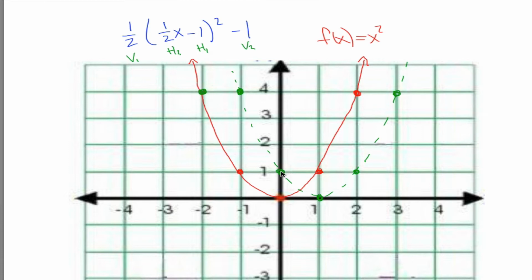This point used to be at 0. 0 times 2 is 0. This point used to be at 1. 1 times 2 is 2. This point used to be at 2. 2 times 2 is 4. This point used to be at 3. 3 times 2 is 6. Sure, why not? Somewhere out there.